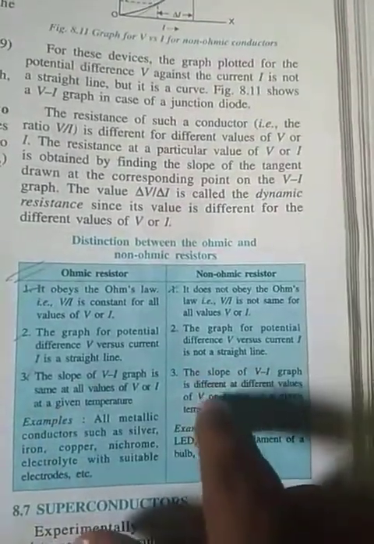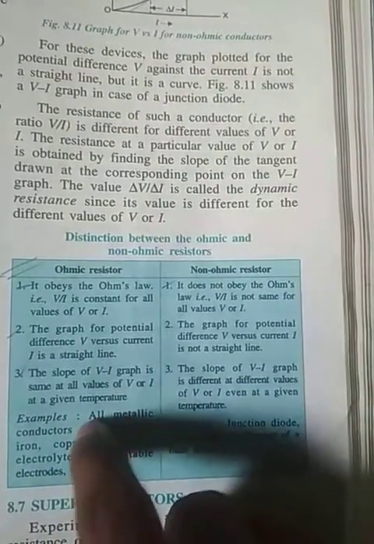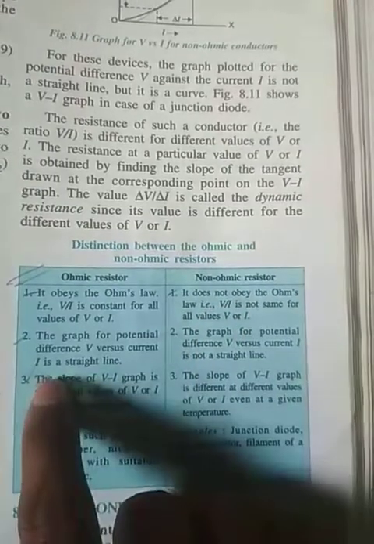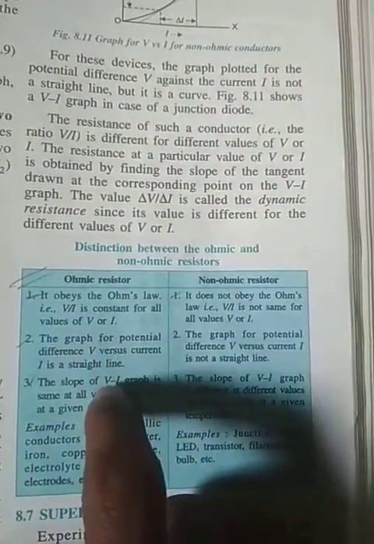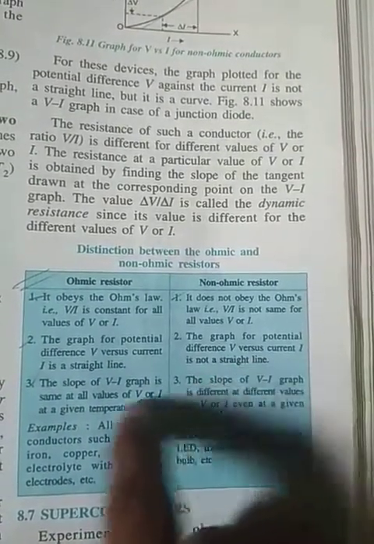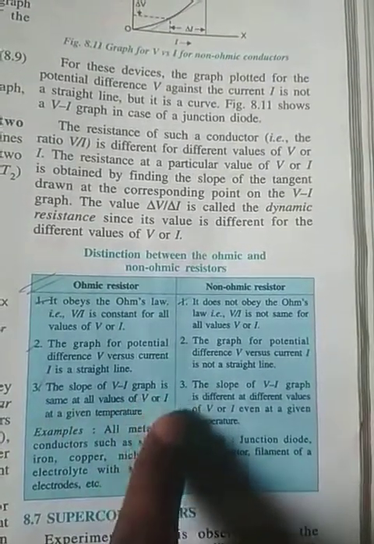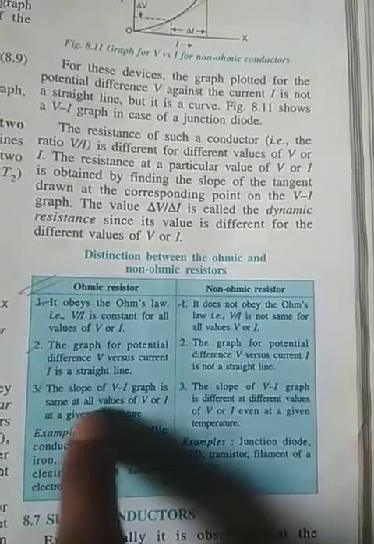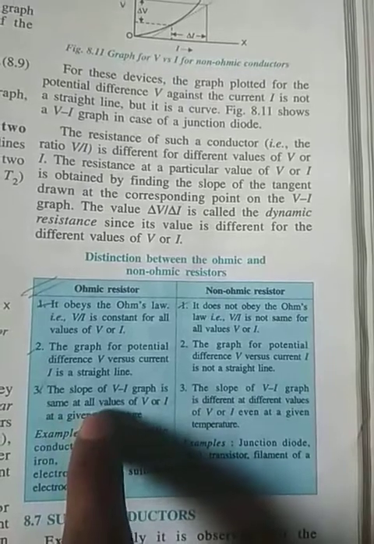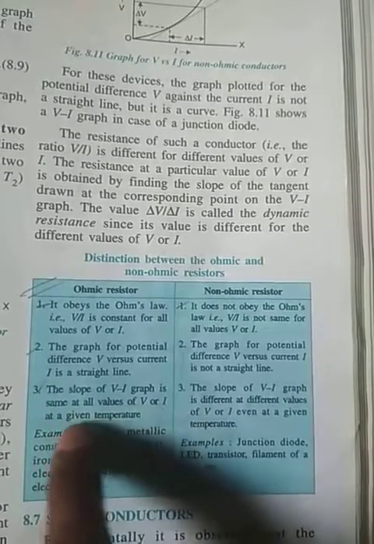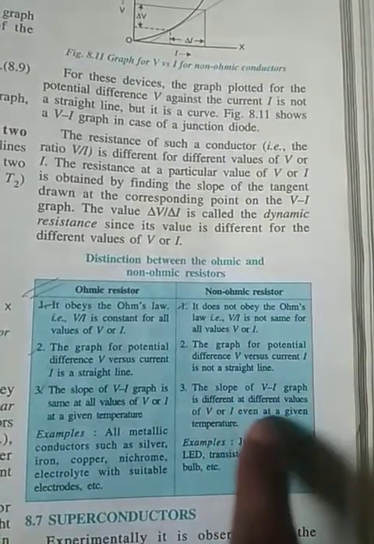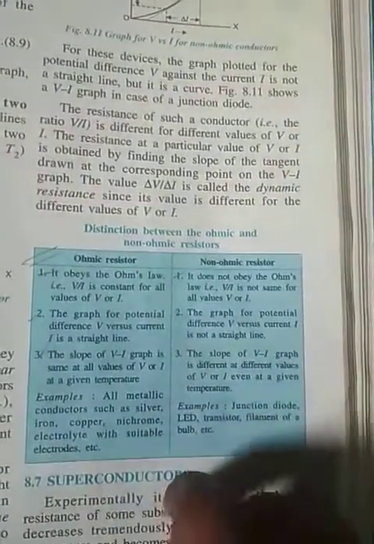There is a difference between ohmic resistor and non-ohmic resistor. An ohmic resistor follows Ohm's law; a non-ohmic resistor does not follow Ohm's law. For an ohmic resistor, the graph of potential difference V versus I is a straight line. For a non-ohmic resistor, it is not a straight line. The slope of the V-I graph is the same at all values of V or I at a given temperature for an ohmic resistor, but for a non-ohmic resistor the slope is not constant; it is always changing.